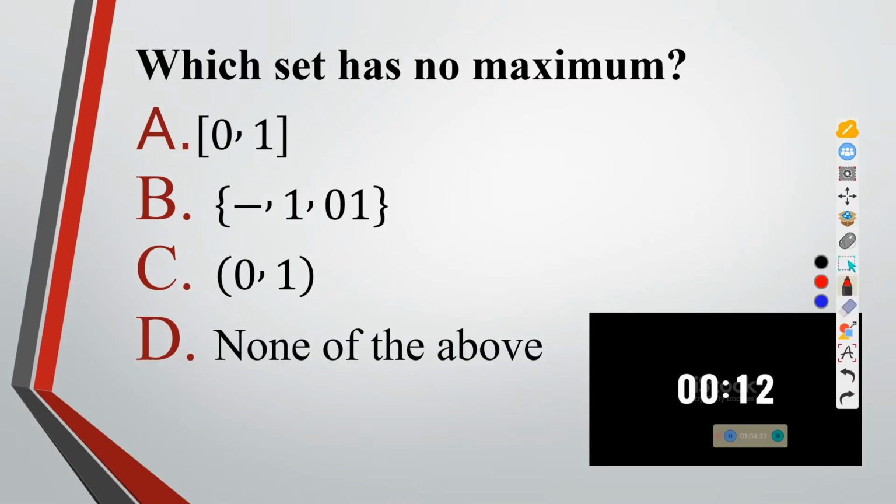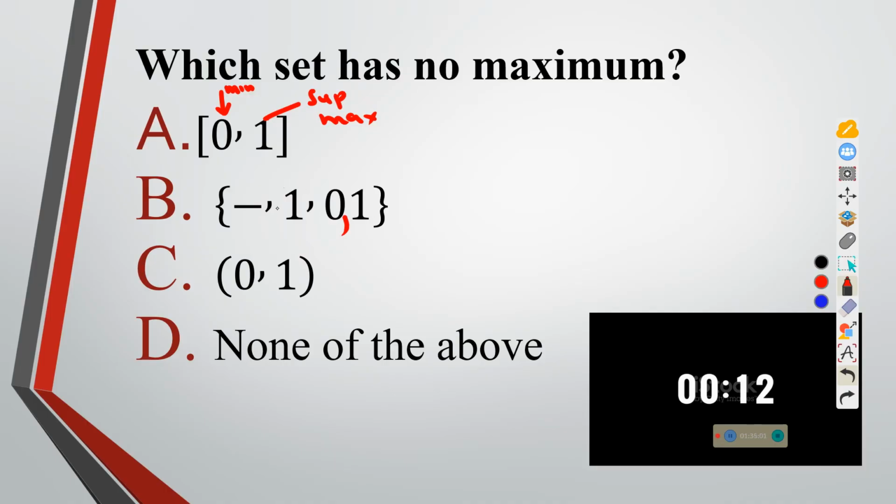So this should be easy to notice. Which set has no maximum? This set has got a maximum. 0 is the minimum, and it happens to be the infimum. This is the supremum, and it also happens to be the maximum. So it has got the maximum, minimum, supremum, and infimum.